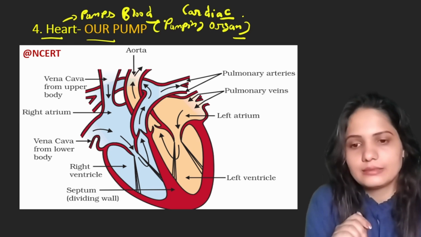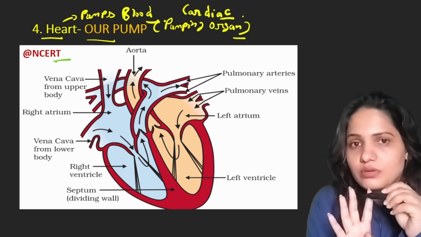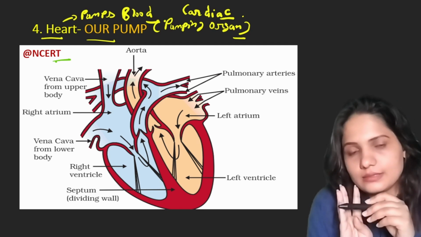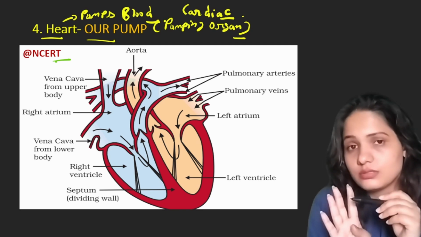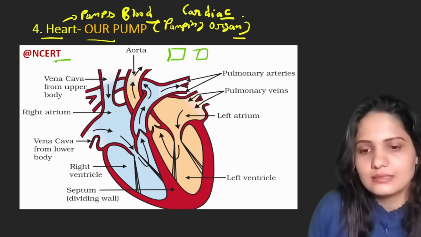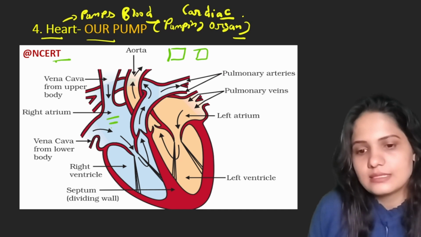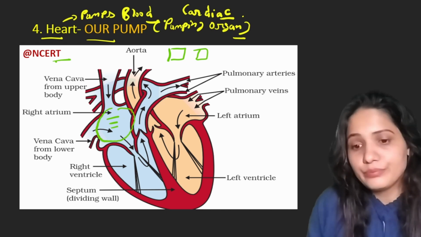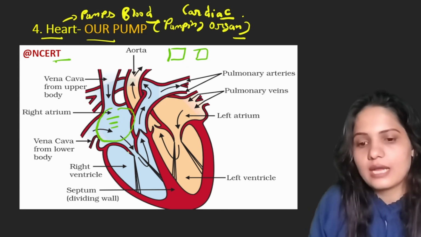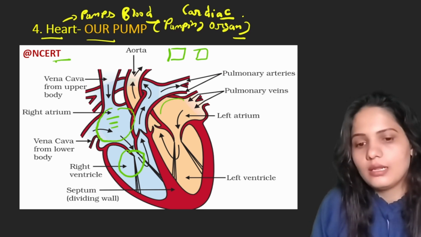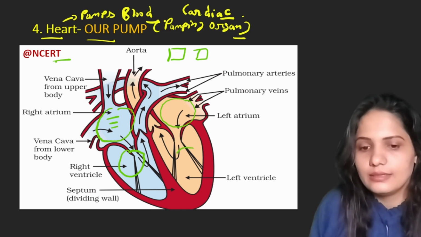Here we have a diagram from your NCERT. In this diagram, we see that the human heart consists of four chambers: first is the right atrium, right ventricle, left atrium, and left ventricle. These are the four chambers present in the human heart. Chambers are box-like structures. In the diagram, this whole structure is the right atrium, and below it we have the right ventricle. And on the left side, we have the left atrium and the left ventricle.